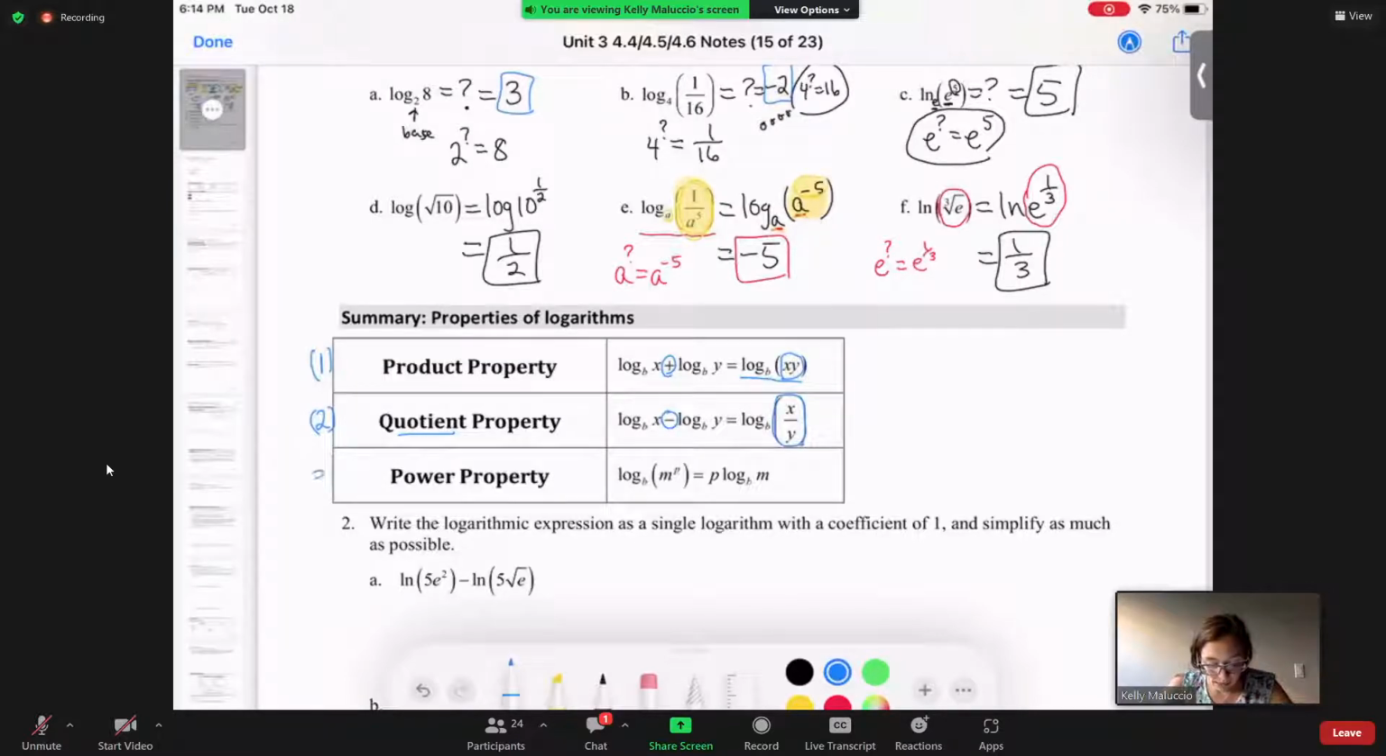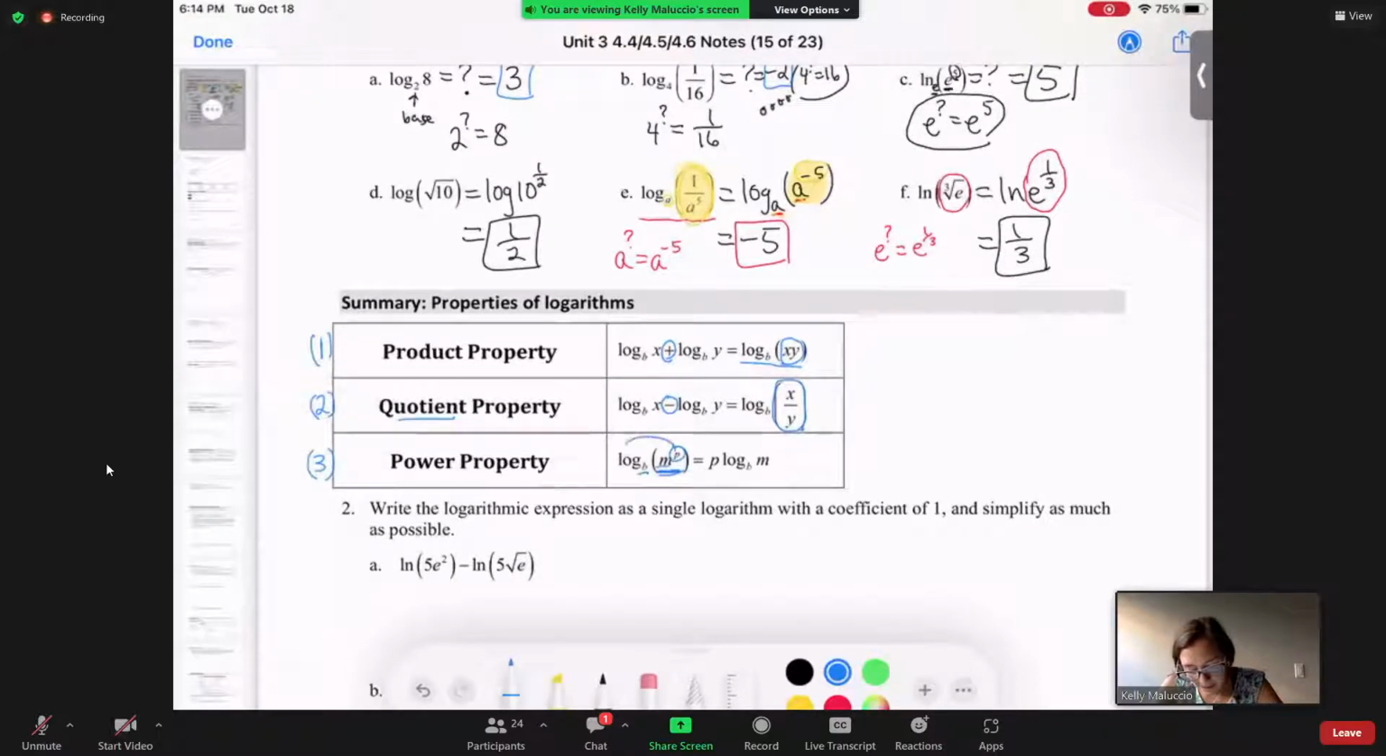And then our last property is if I have log base b of something like m to the p, I can actually take this exponent and move it to the front. So I get p times log base b of m, and these are the same thing. And these properties are really nice for when we want to simplify or solve or expand or something like this, right?